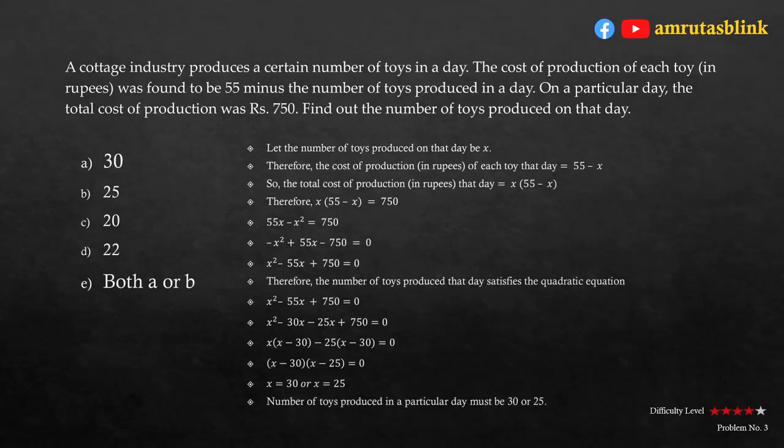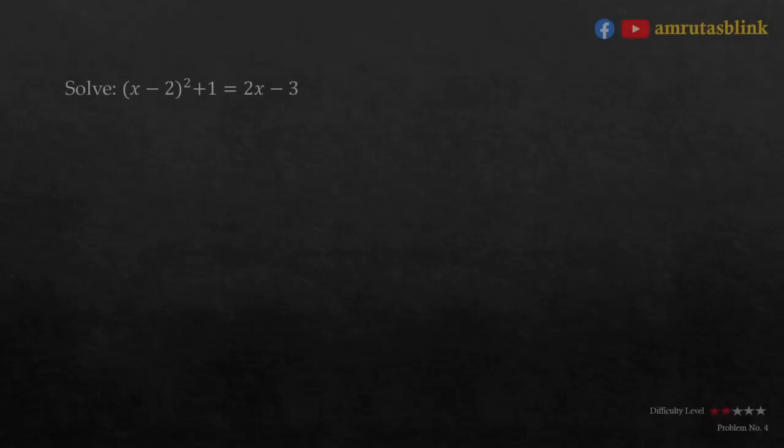Hence, answer option is E, that is both A and B are possible because number of toys produced on a particular day must be 30 or 25. This problem was also having a slightly higher difficulty level, that is 4 out of 5. Let's move to problem number 4.